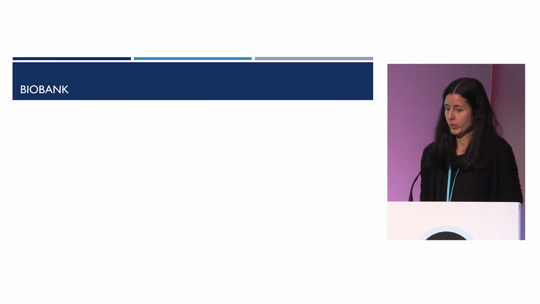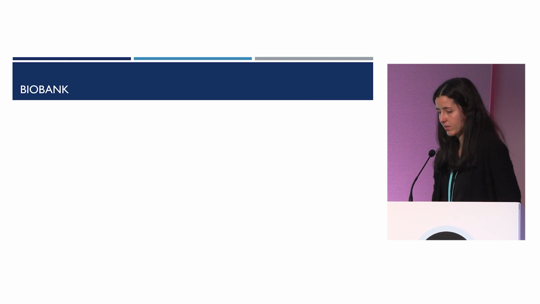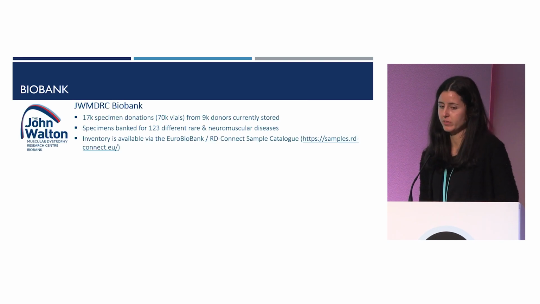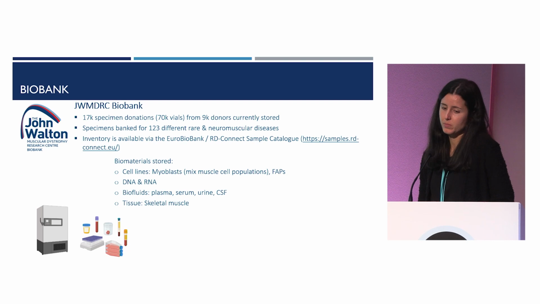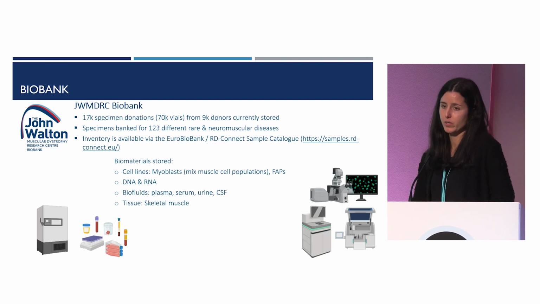We also work with the biobank from the John Walton Muscle Dystrophy Research Center. In the biobank, we have samples from more than 123 different rare diseases, and this is of great value for us because we can work directly with human tissue, which is not easy, and of course it makes the translation of the research more accurate.